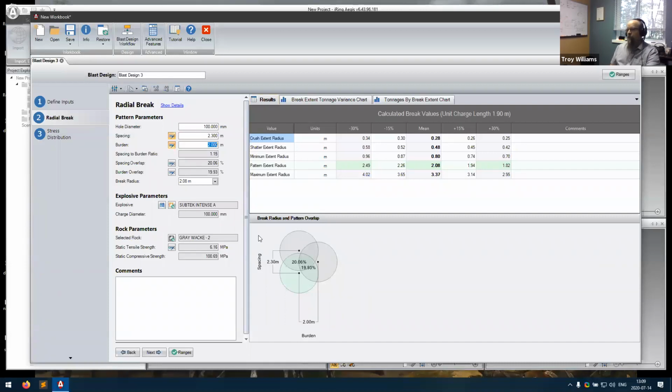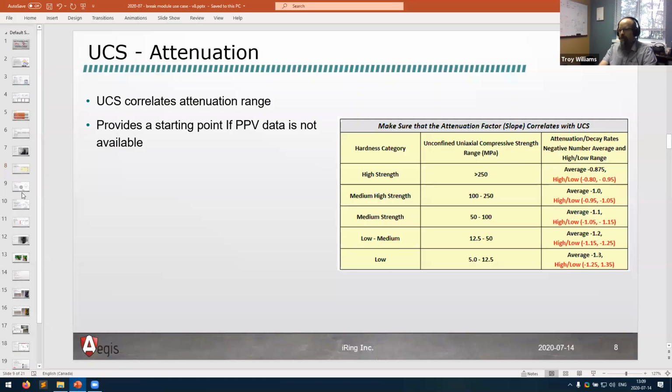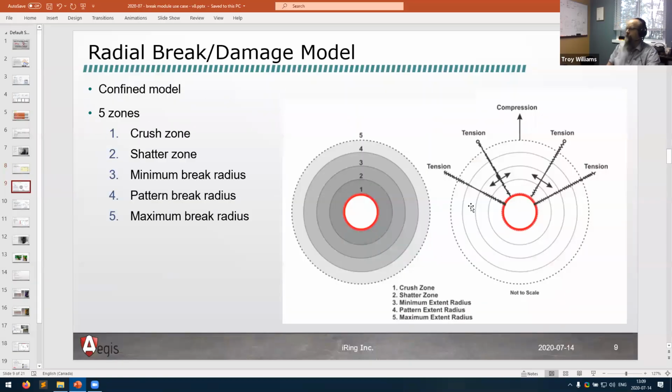So in this case, we're looking at the radial break component. That is how far we expect the cracks to extend due to gas pressure pushing on the blast hole walls. So we model that with 5 radial zones or 5 radial breaks. So we have the crush zone, the shatter zone, the minimum, the pattern, and the maximum. To give you an idea of what that looks like, I have a nice little diagram that illustrates it.